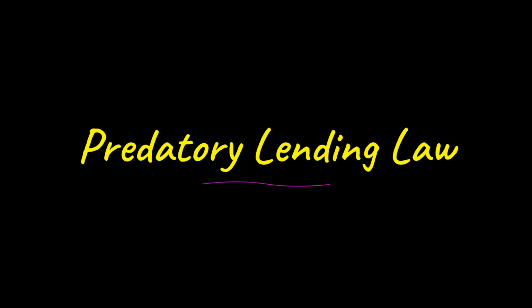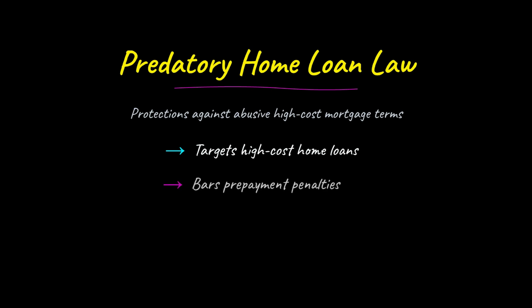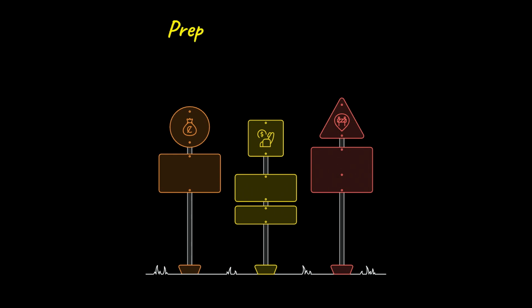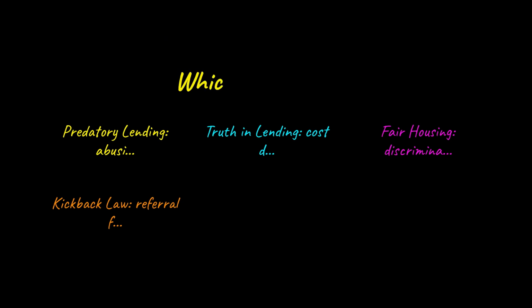Massachusetts has a specific law that targets predatory lending in high-cost home mortgages, restricting the abusive terms that trap borrowers in costly debt. This law restricts abusive high-cost mortgage terms, generally barring prepayment penalties, so borrowers can refinance or pay off their debt without a punitive fee blocking the way out. Picture a prepayment penalty as a lock on a high-cost loan, trapping the borrower and blocking any escape to a cheaper loan. The predatory lending law removes that lock, freeing the borrower to refinance or pay off the debt early.